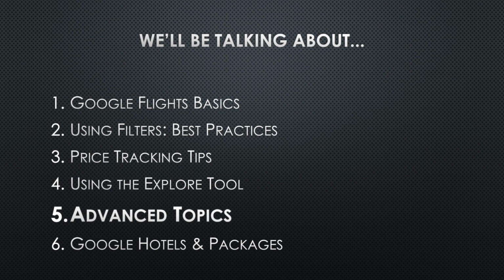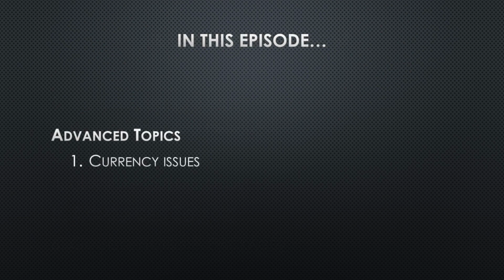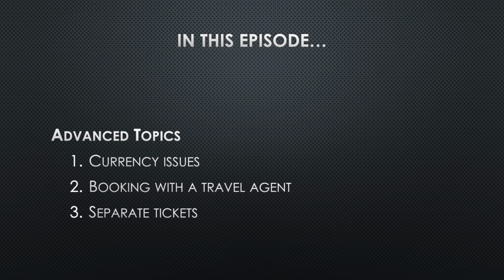This is our second to last episode, and we're going to be talking about some of the tips and tricks to know about some of the nitty-gritty aspects of Google Flights. Specifically, we're going to be talking about currency issues and how you're able to edit the currency that Google Flights shows you. Booking with a travel agent. Sometimes Google Flights is not able to match you up with an airline to book with, so we're going to talk about what it means to book with a travel agent. And finally, we're going to talk about separate tickets.